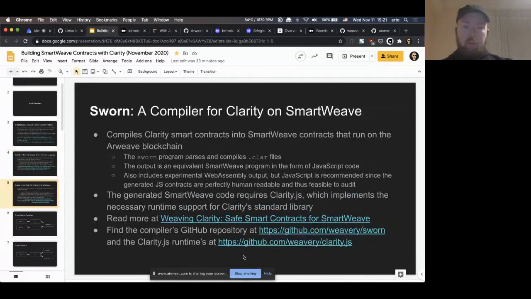Now then, my project, which I've named Sworn, is a very simple thing, actually. It's just a black box that takes in Clarity contracts and outputs SmartWeave JavaScript programs. We also have a secondary mode of WebAssembly output, but that's experimental, and as we've discussed over the past months, it probably doesn't make much sense to focus on that, given that we want the resulting SmartWeave contracts to be auditable, and the JavaScript output is perfectly human readable, which facilitates that.